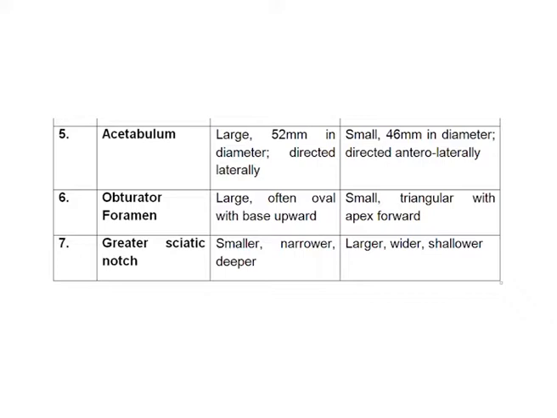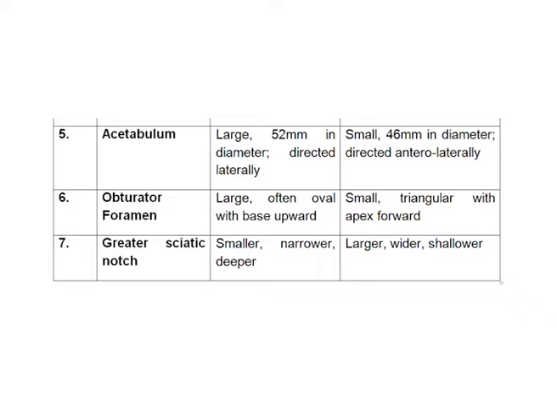If we observe the acetabulum, it is large, having a diameter of 52 millimeters and directed laterally in male pelvis, whereas it is small, having a diameter of 46 millimeters and directed somewhat anterolaterally in female pelvis. If you observe the obturator foramen, it is large, often oval shaped with base upwards in male pelvis, whereas it is small, triangular with apex forwards in female pelvis.